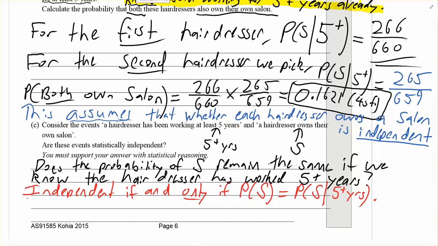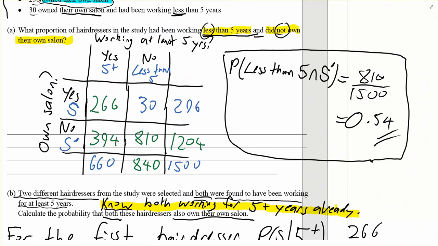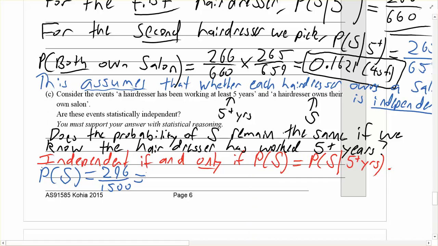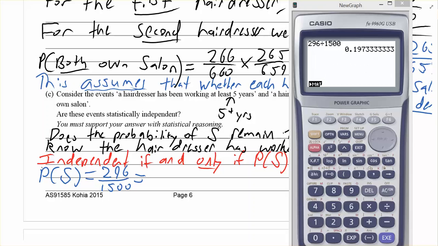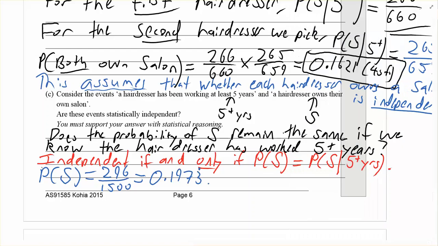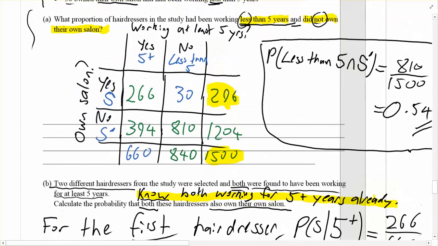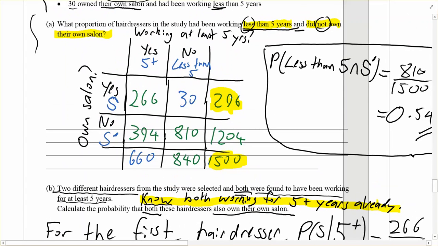So let's work them both out. Probability of owning your own salon normally is 296 out of 1500, which is 0.1973 recurring. And we want to compare that to the probability of owning your own salon given you've worked 5+ years. So that's out of those that have worked 5+ years, 660, 266 have owned their own salon.